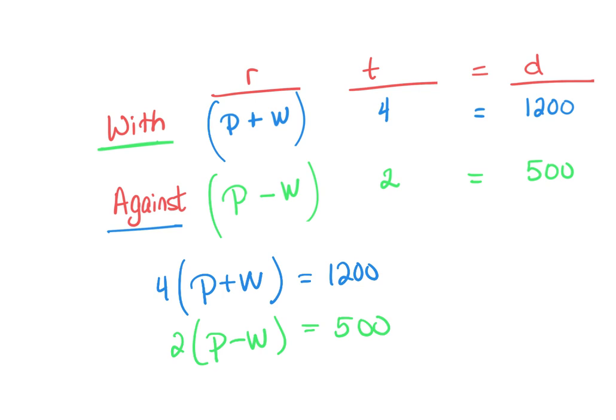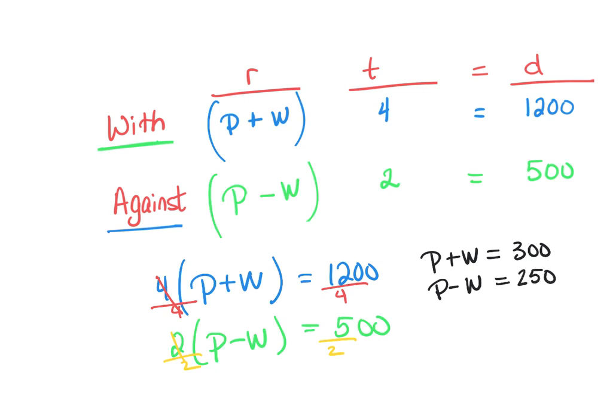Now, I will usually give you something that is divisible, just like they did here, okay? So instead of distributing, just go ahead and divide both of them. I'm going to divide this by 4 and this by 4, and this by 2 and this by 2, so that you have straightforward P plus W, 1,200 divided by 4 is 300. P minus W, we have 500 divided by 2 is 250, all right? So I'm going to give you something that is divisible, so you can go ahead and divide that time out.